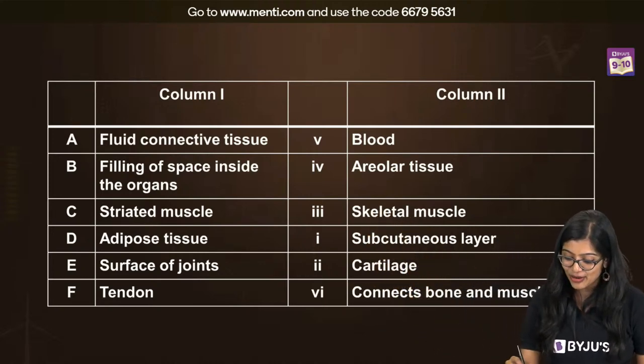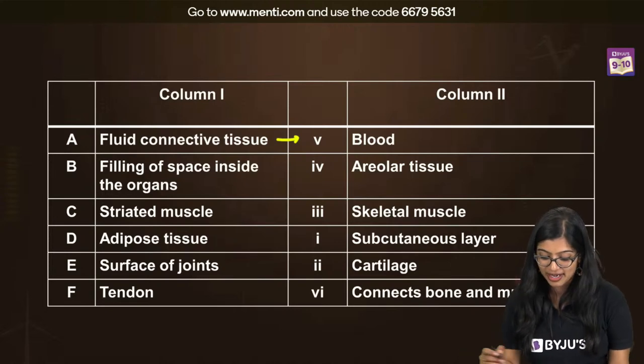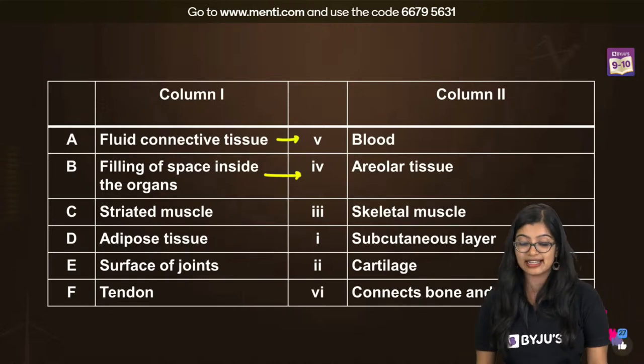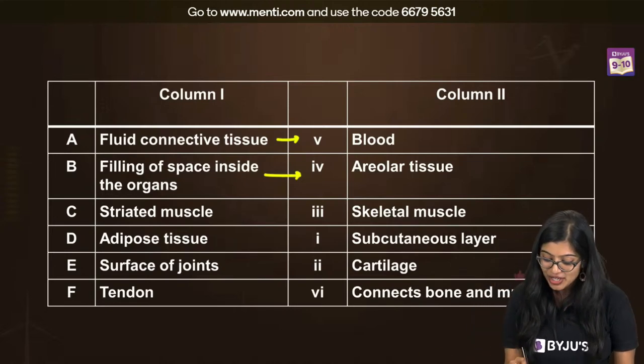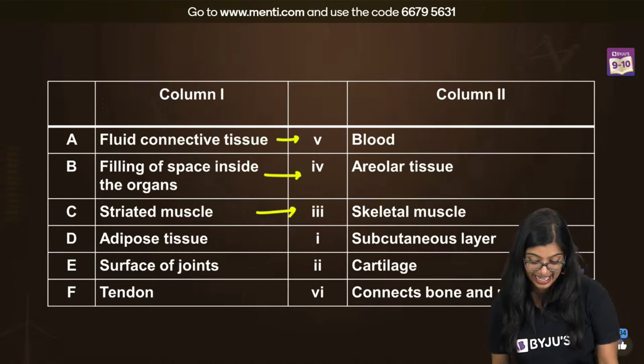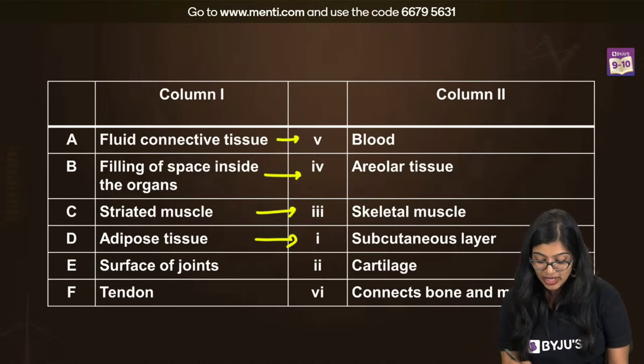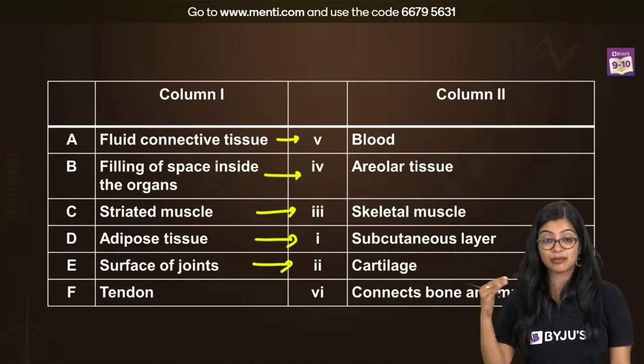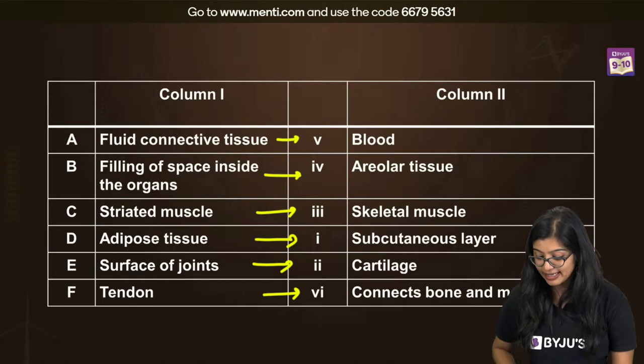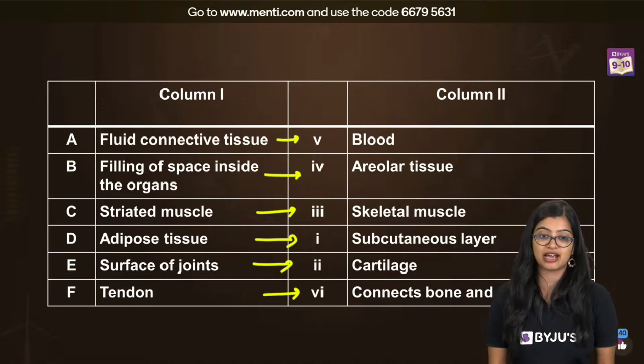But in this case, if you look at it, fluid connective tissue is blood. Filling of the space inside the organs is areolar tissue. Striated muscle that is there is skeletal muscle. Adipose tissue that is there is the subcutaneous layer. Surface of joints is, of course, nothing but we find cartilage. And tendons, of course, connect bone to muscle, right?